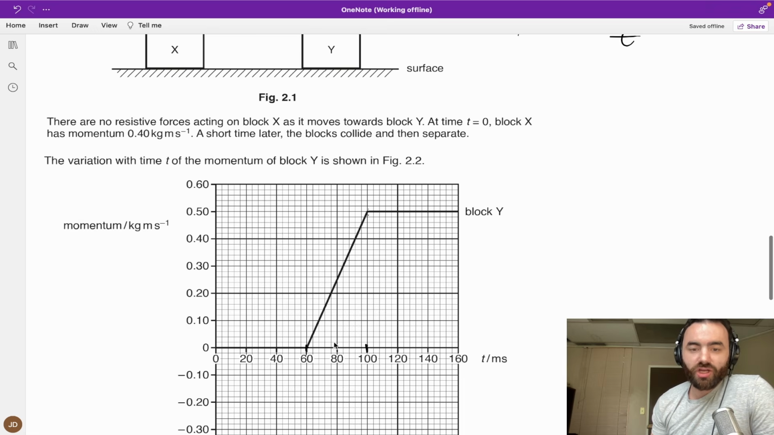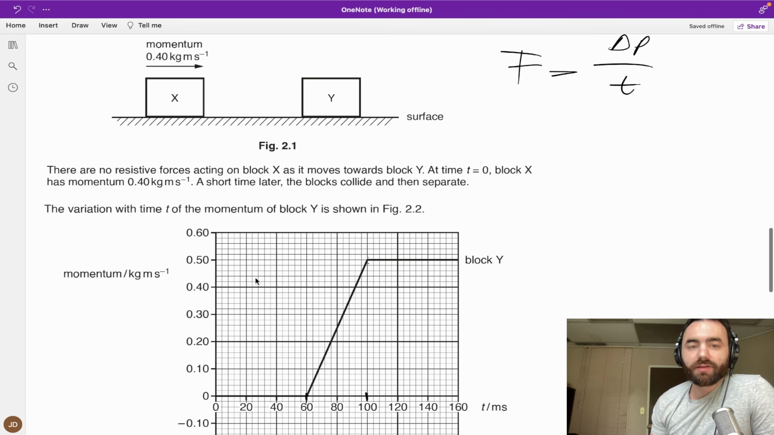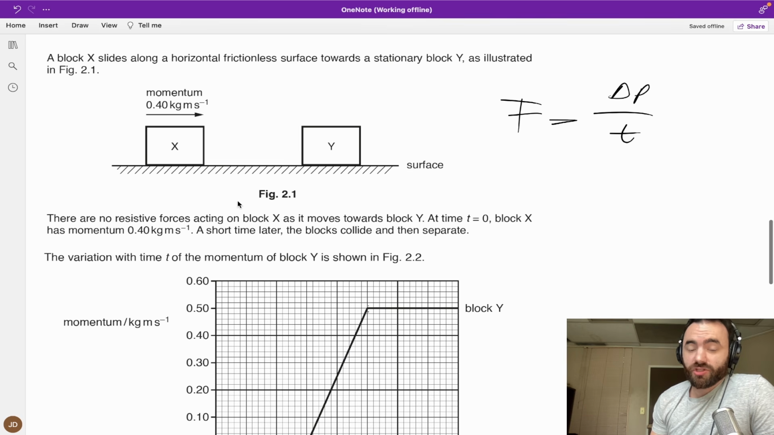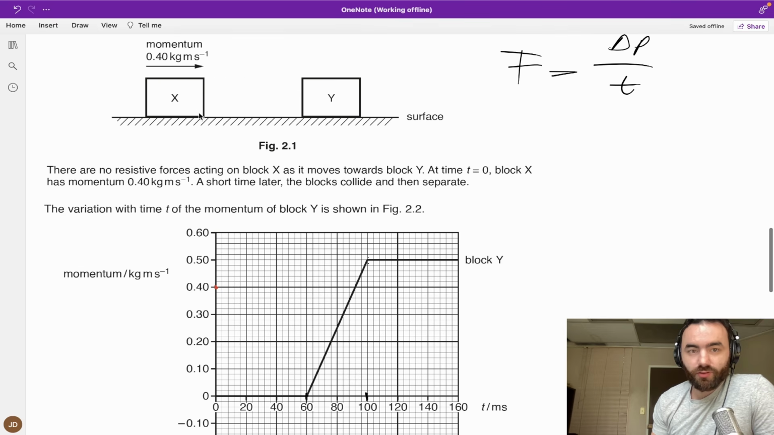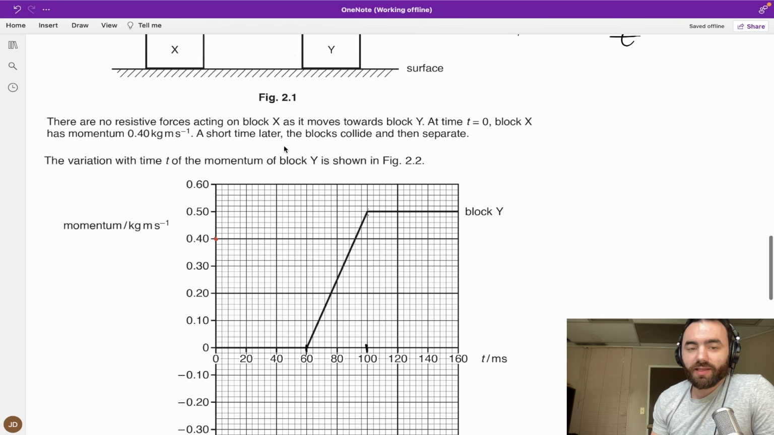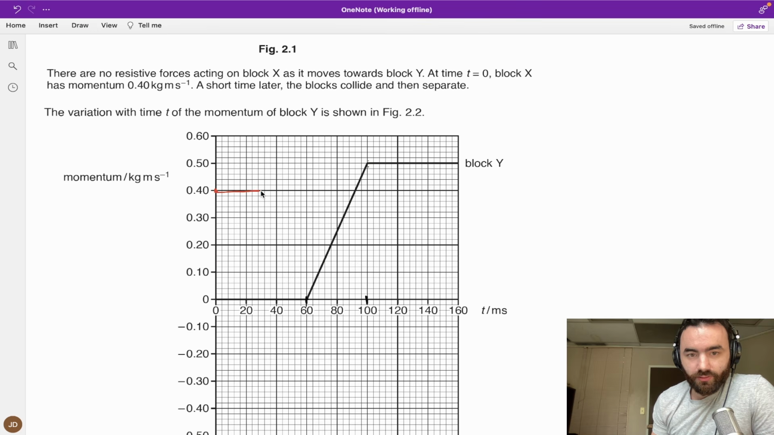Okay, so this is the change in momentum for block Y. For block X, remember, momentum is conserved. So we start off with block X having 0.4 at time 0. Then it will continue to have this momentum because this is frictionless, it's not losing anything, until it hits this. So it's going to be constant.